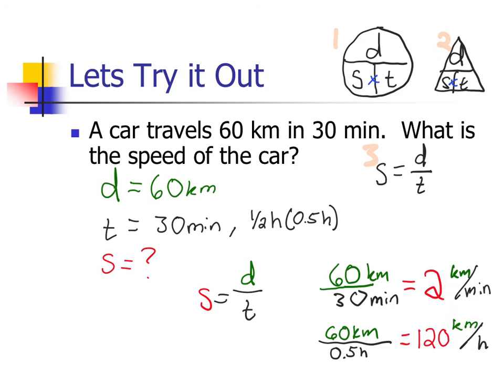Because about 55 miles an hour is about 20 meters per second. And you're like, well, the bigger number doesn't always mean that it's faster. Okay.